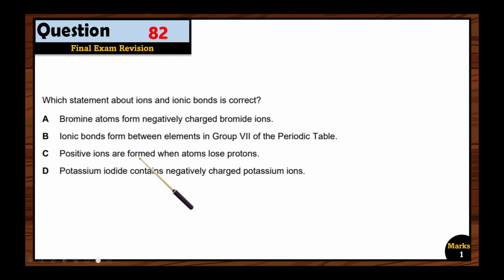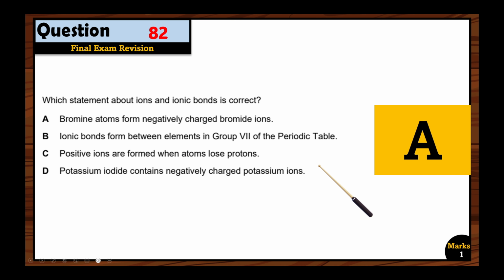Question number 82. Which statement about ions and ionic bonds is correct? Now let's see. Bromine atoms form negatively charged bromide ions. Yes, whenever bromine reacts in making ionic bonds, bromine is a non-metal, so it will always make negatively charged ions. So that's right. Option A is correct.